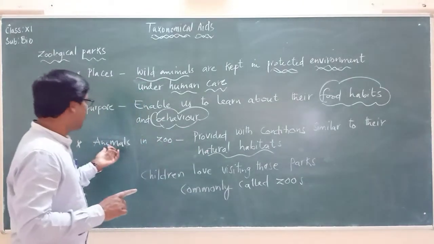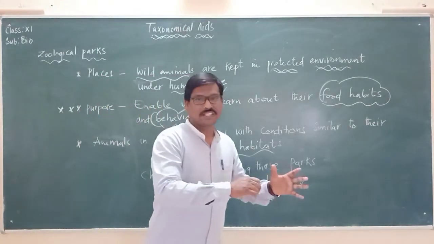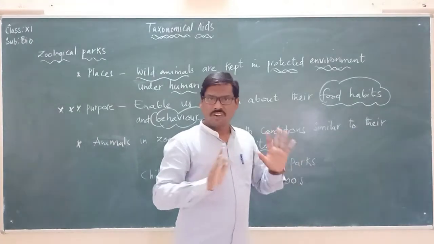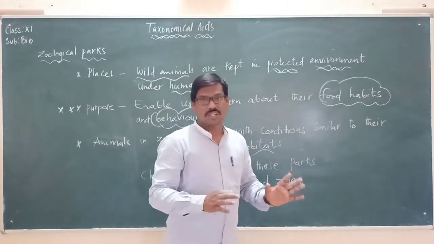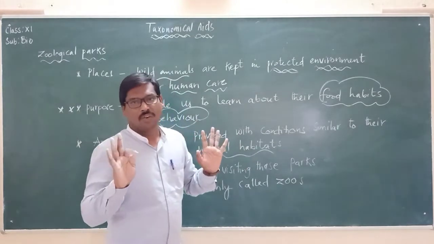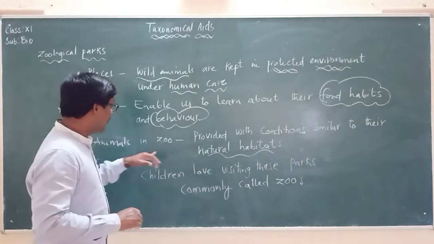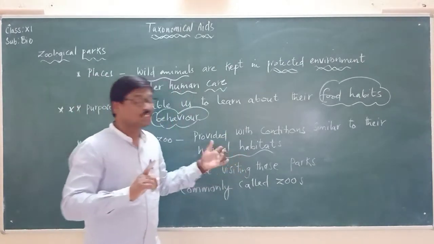So we have to remember that in the zoos, they will not be locked. They are not kept in a cage, nor in a room. They are not completely closed. They are not kept in any closed rooms or any boundaries. But they are provided with similar natural habitats.